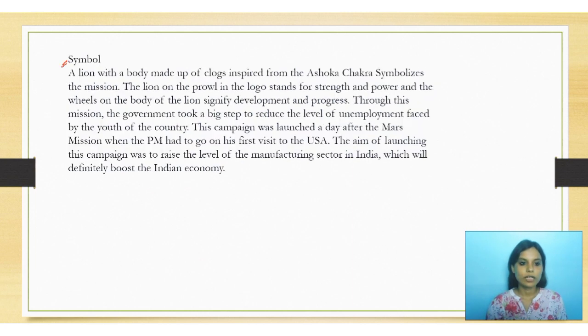Next, you can talk about how we can portray this scheme. It's with the help of a symbol that is a lion with a body made up of cogs, inspired from the Ashoka Chakra, which symbolizes the mission. So from where did the person get this inspiration? Of course, he or she gets an idea from a particular thing. So this was the inspiration, a lion with a body made up of cogs inspired from the Ashoka Chakra. So what led to the mission? You can talk about that.